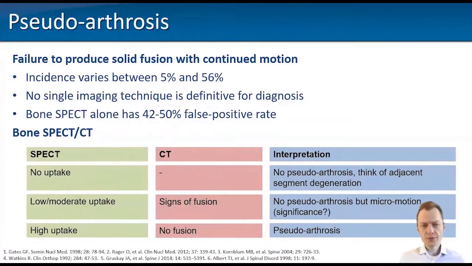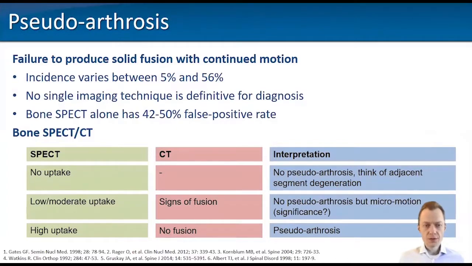This has changed with the advent of bone SPECT-CT, because we can now interpret both the findings of SPECT, which is high sensitivity, with CT, which offers better specificity. So again, if there is just some low moderate uptake and there are good signs of fusion on CT, you would not call this pseudo-arthrosis, but rather residual physiological bone turnover or micromotion.